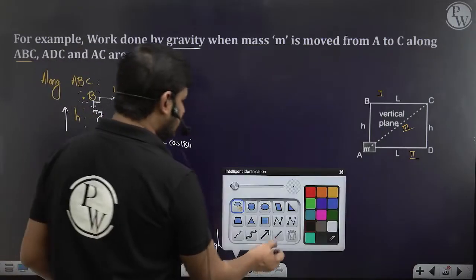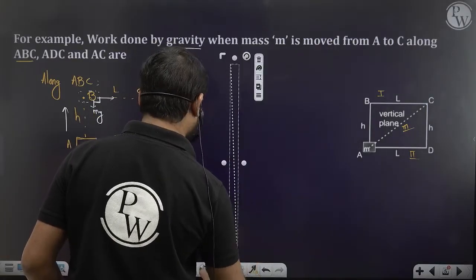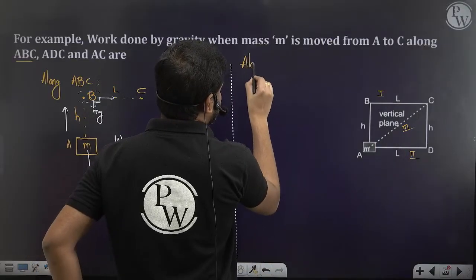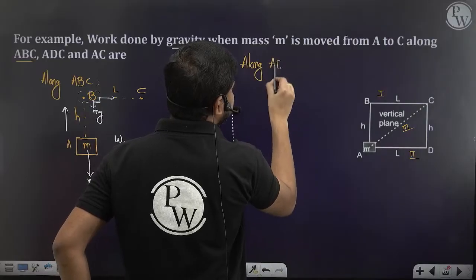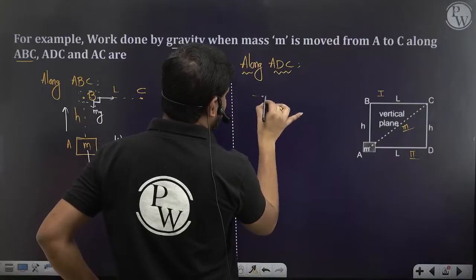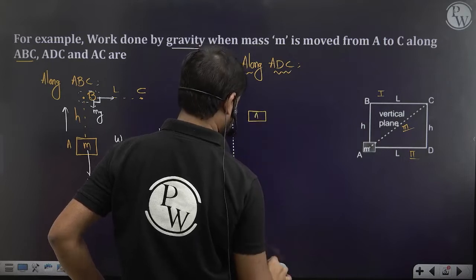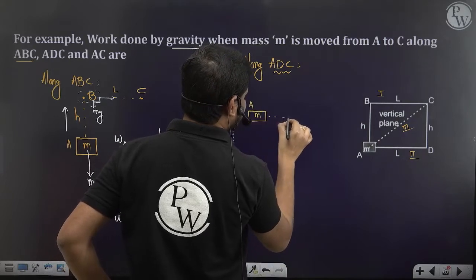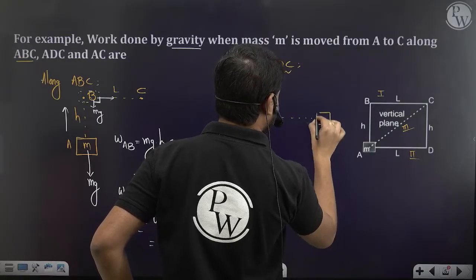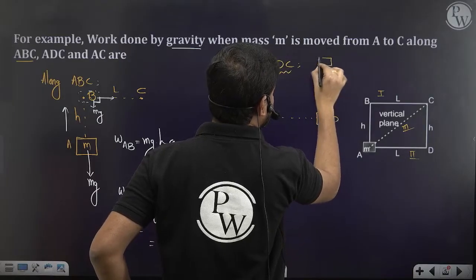Chalo. Now let's find it along another path. Which path will we take? Let's take along ADC. Along ADC means, A point is here. Here is a mass M, and first it is moved to point D. The object is first moved to point D, then from there it is moved to point C. So here the object is moved to point C.